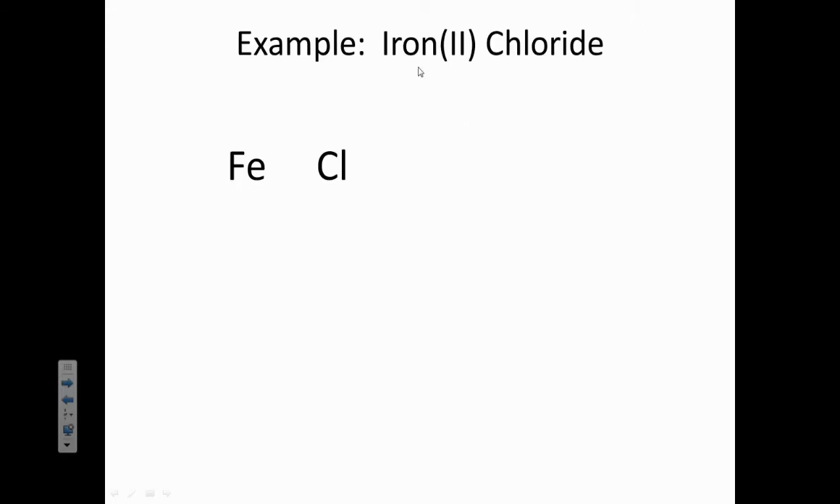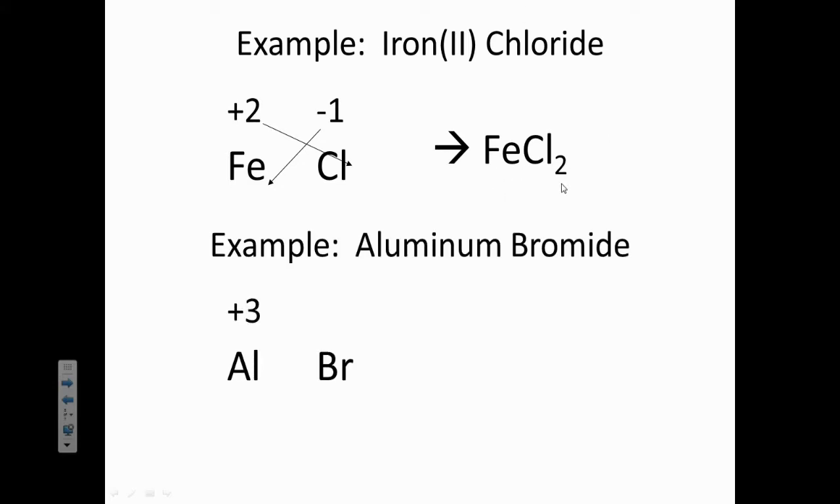Here we go. Iron, which is a transition metal, it has to tell you what the Roman numeral is here, the charge. So it's a +2 because it's Roman numeral 2. Chlorine's always a -1, so you don't need to crisscross the 1. It's just FeCl2. Last example, aluminum bromide. Crisscross that 1 and that 3, you get AlBr3.